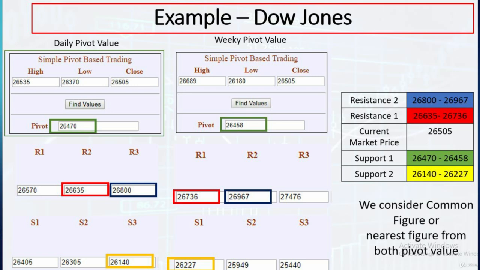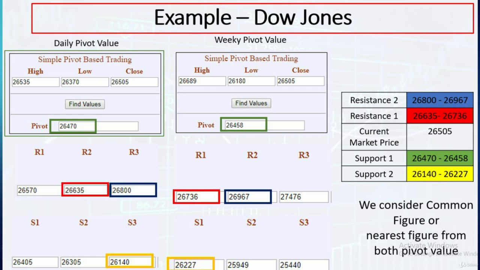Now we find the common points to get conclusive support and resistances. We consider the common figures, or the nearest figures, from both the resistances and supports. To help you ascertain the support and resistances, we give different colors to resistance and support, and the same colors are also highlighted in the images.